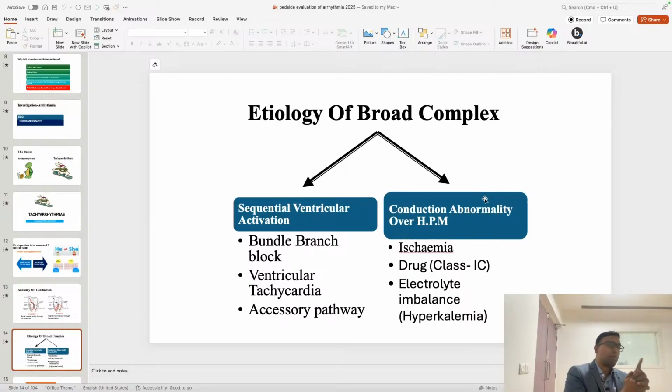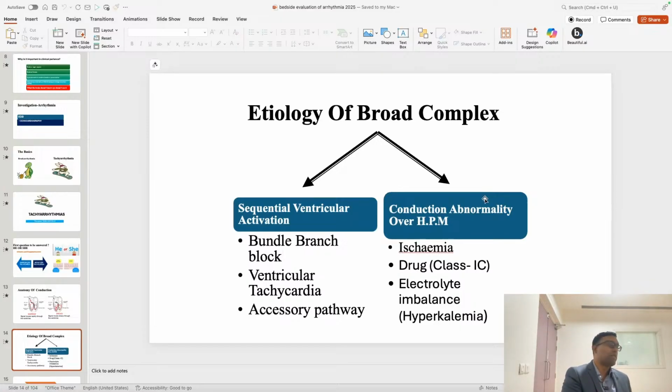So with bundle branch block, either RBBB or LBBB, or when the ventricular muscle is giving the rhythm, because muscle is a slowly conducting system, the QRS will be wider. And third, if conduction is happening through an accessory pathway, the bundle of Kent, the reason is again muscular conduction. It is not the bundle branch or Purkinje fiber, because these are the fastest conducting system in the human body, the speed is very fast, so it will always be narrow. When it is going through the muscles, it will be wider. So one is bundle branch block, second is ventricular tachycardia, and third is accessory pathway.